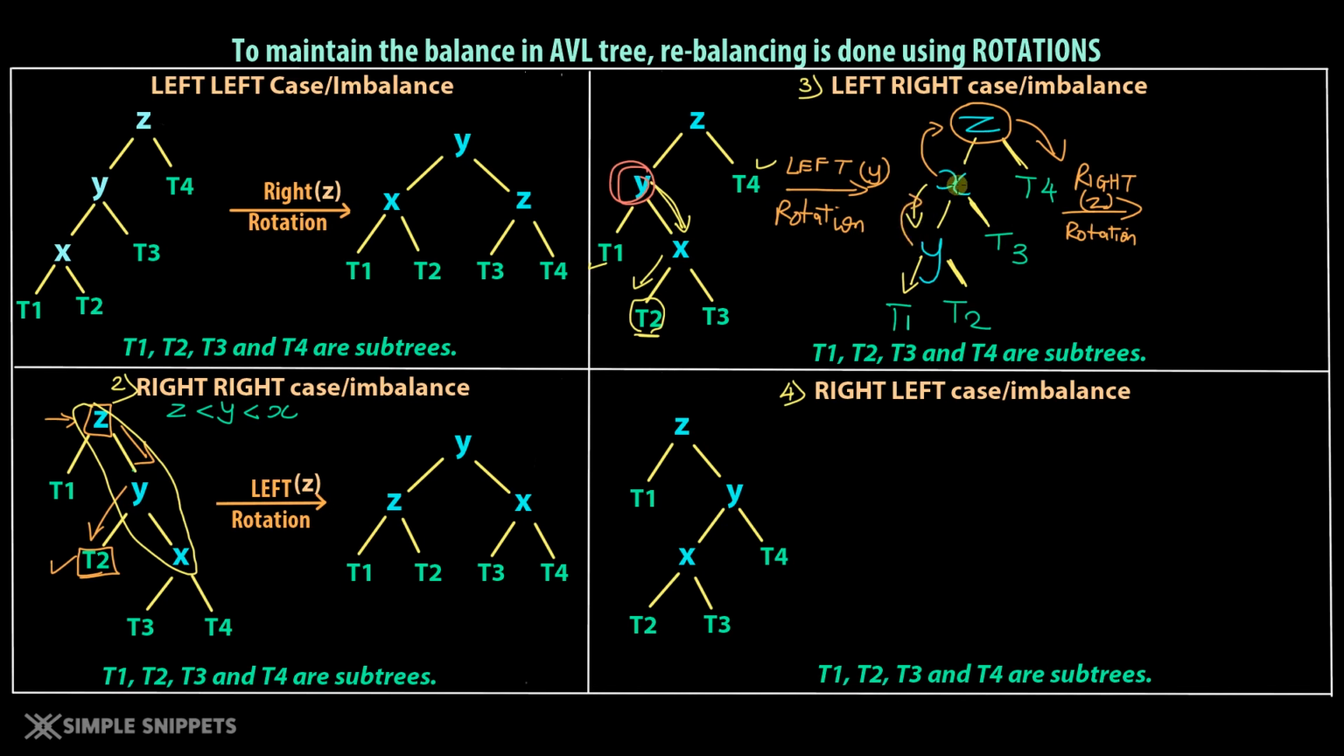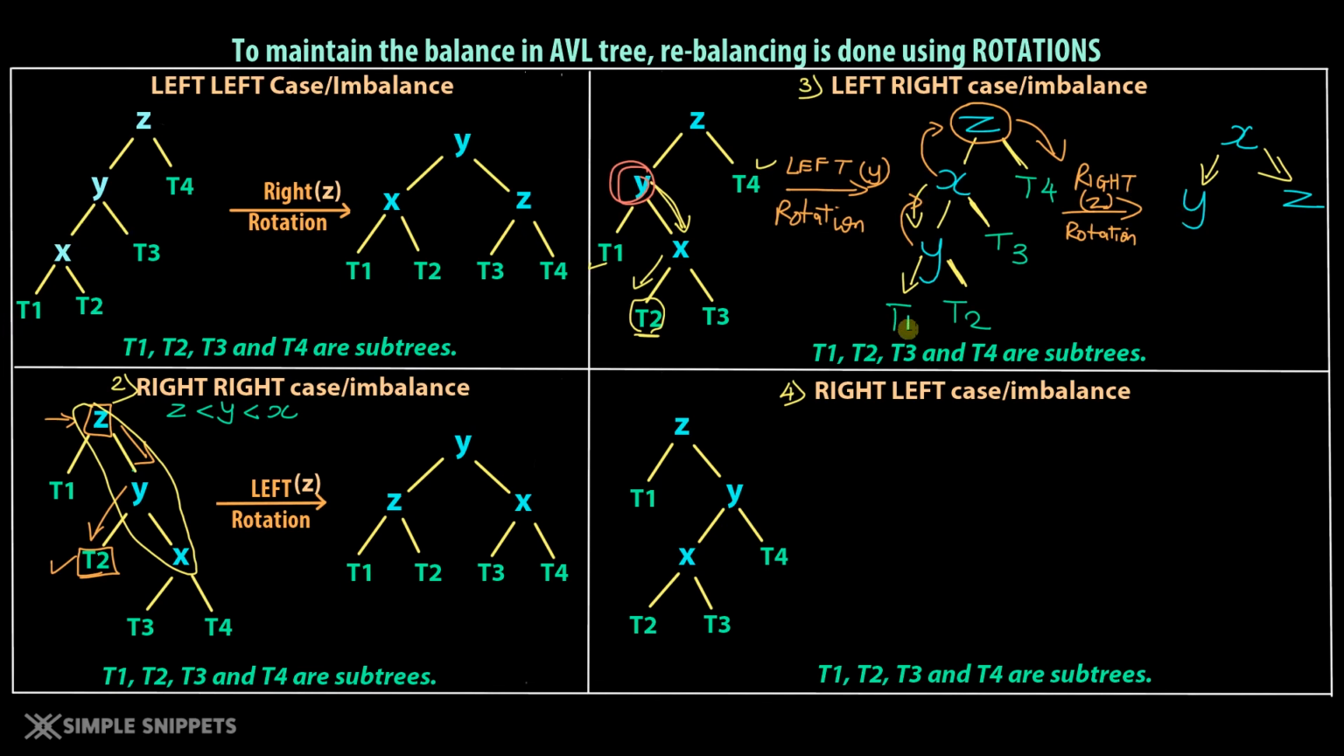So X will be the new root node. So let me write X over here. Z will become the right child of X and Y will become the left child of X. So this is something that happens when you do the right rotation on this left-left imbalance use case. Correct? That is what we saw over here also.